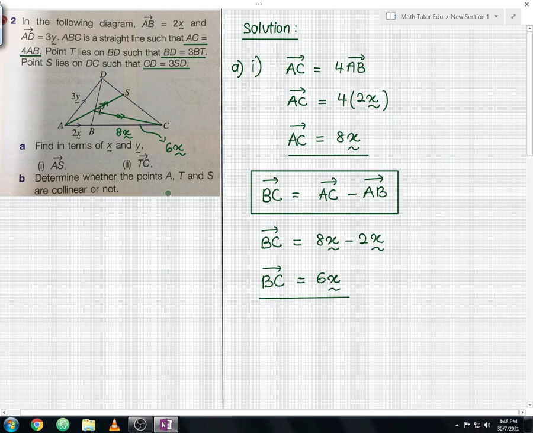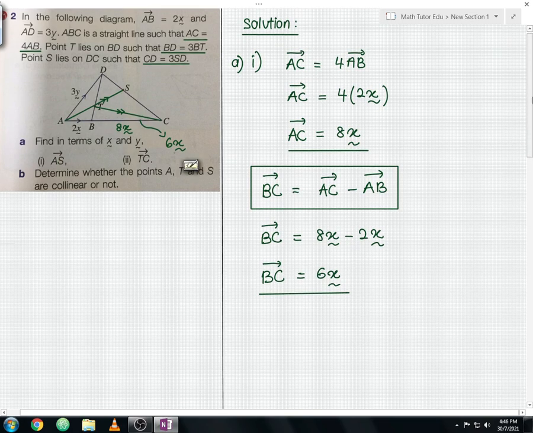Okay, so I hope it is clear now. Once you have found all the relevant information, we can proceed to find the vector AS. To find the vector AS, the first step is to find the vector CD first. Let me write the working here.